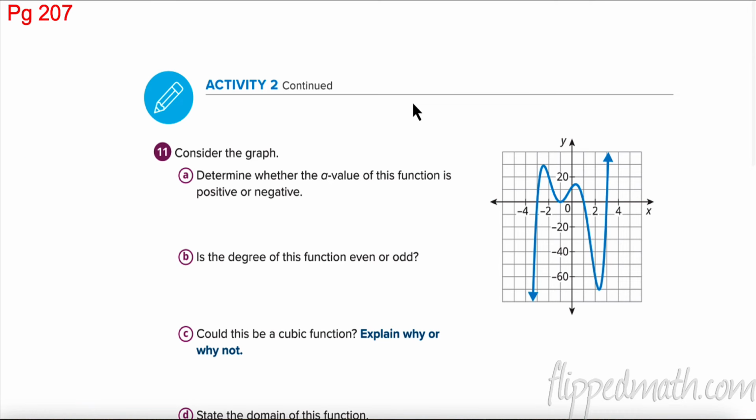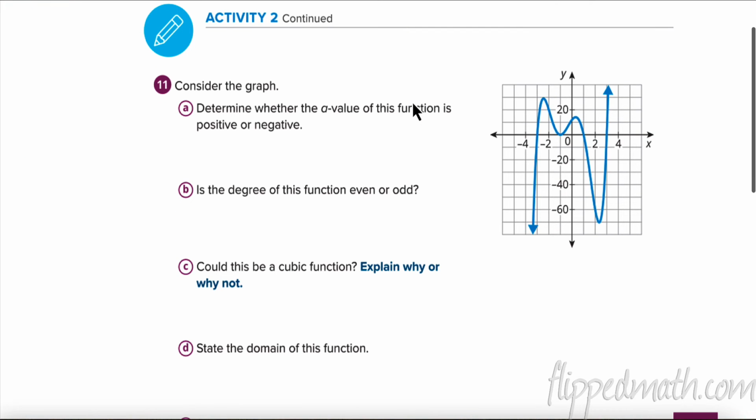All right, on page 207, we're going to look at this graph and answer some questions. The first question, let's look. The degree is odd because the end behavior is opposite. I know that's question B, but it's good to know. And the reason I do that, now the A value, remember the A value is in front of whatever the highest degree is. So let's say this is a 5th degree. It's increasing, so A would have to be positive.